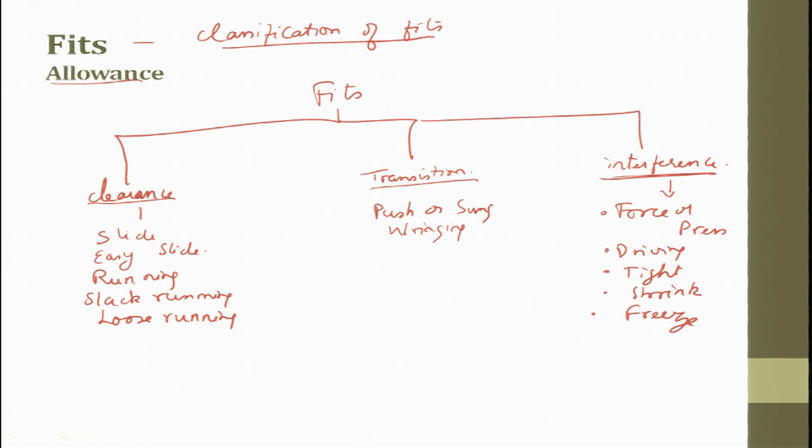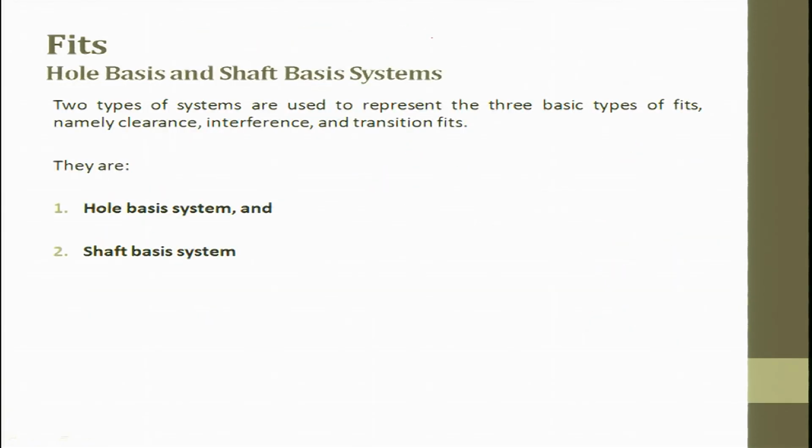Next, let us get into understanding fits. You have the hole based system and the shaft based system. Two types of systems are used to represent three basic types of fit, namely clearance, interference and transition. One is called the hole based system, the other is called the shaft based system.